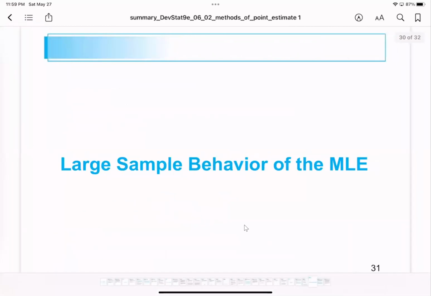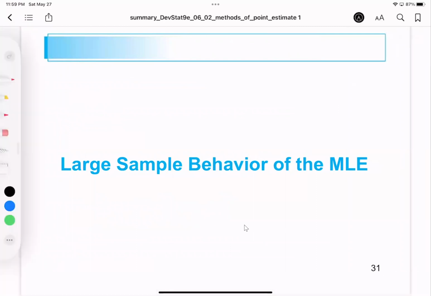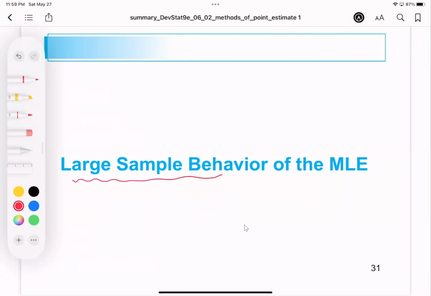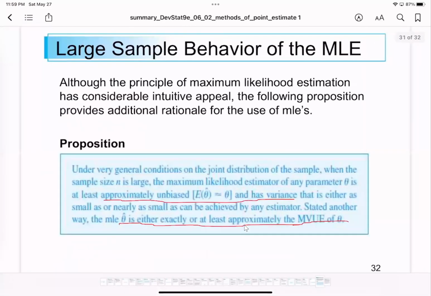Okay, so what are the good properties of the MLE? When the sample size is large, we have some very good property for the MLE. One of them is that if the sample size is large, the maximum likelihood of the parameter would be approximately unbiased. So here, if you have MLE computed for theta, and this MLE is theta hat, then in the long run, the theta hat is going to be centered at the theta. And beyond that, we also theoretically know that this MLE estimate theta hat will have the variance close to the smallest.